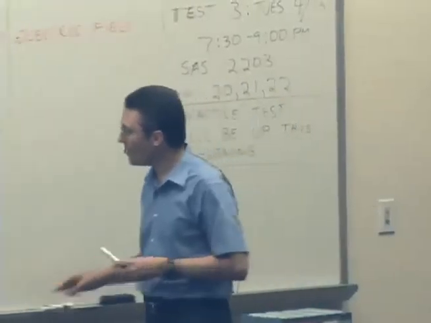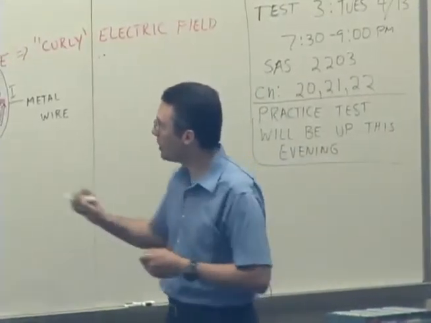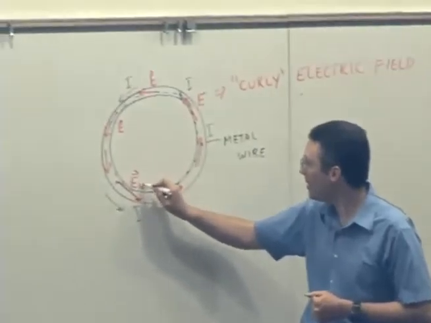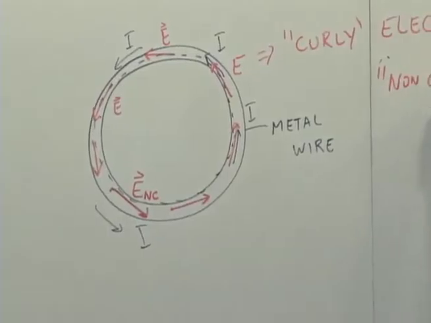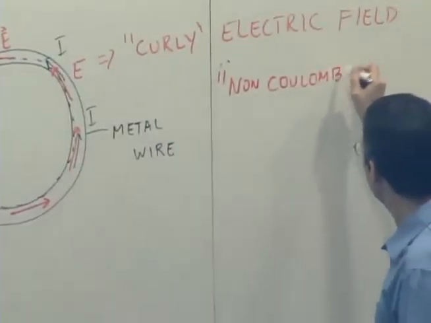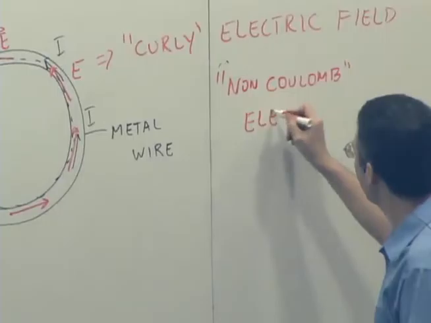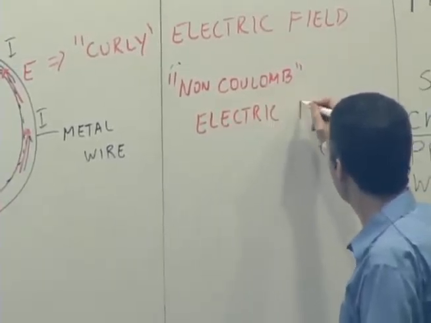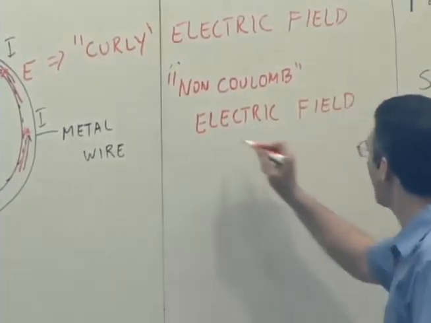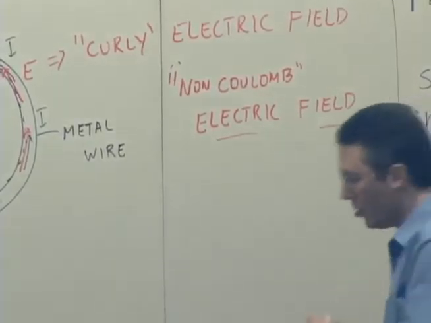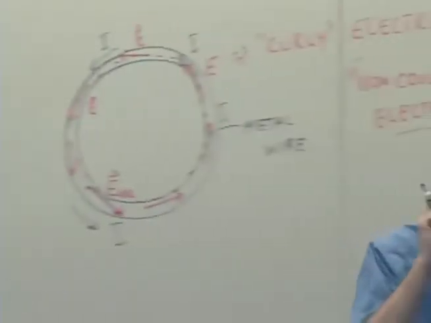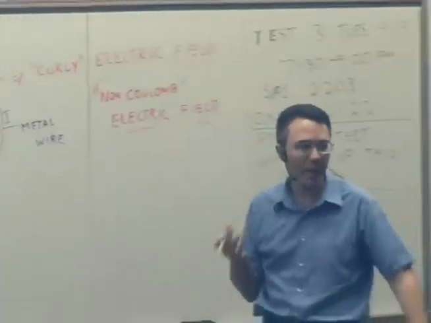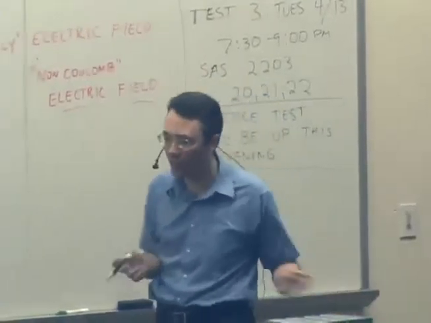So it turns out this isn't equal to 0 anymore, and sometimes this is labeled E_NC, meaning it's a non-Coulomb electric field. Okay? So it's different. This is a different thing. We've not encountered this phenomenon before. It's an electric field not created by charges, but associated with a changing magnetic field.